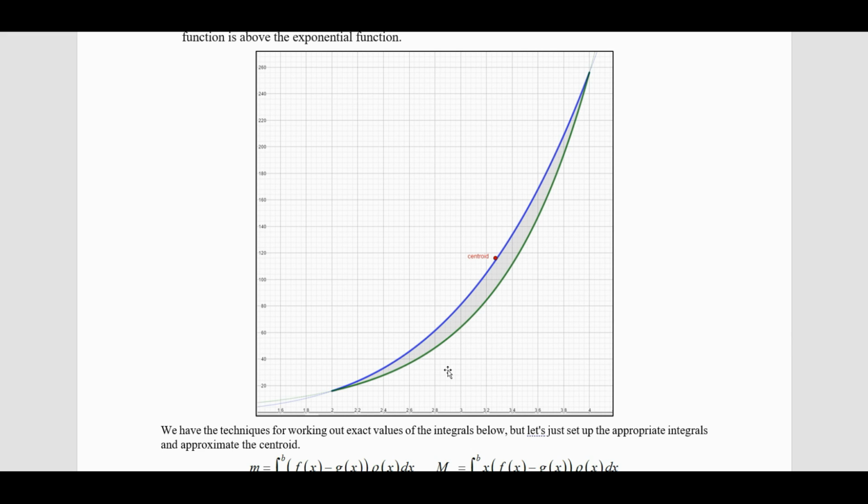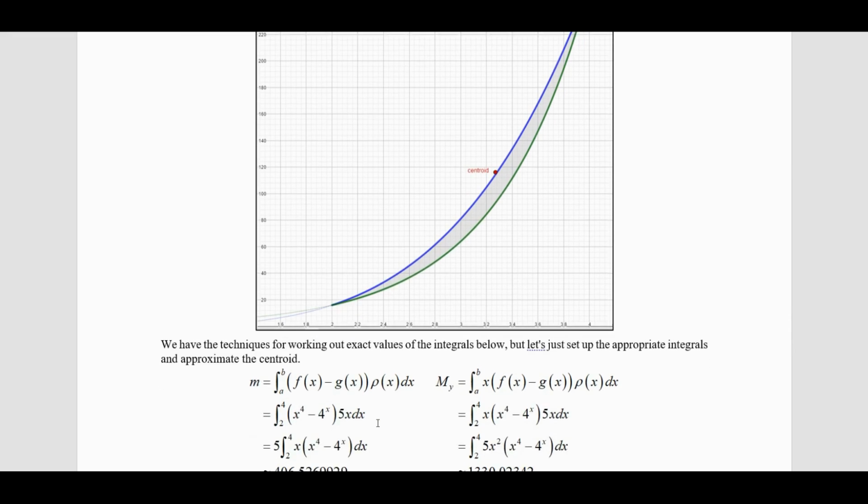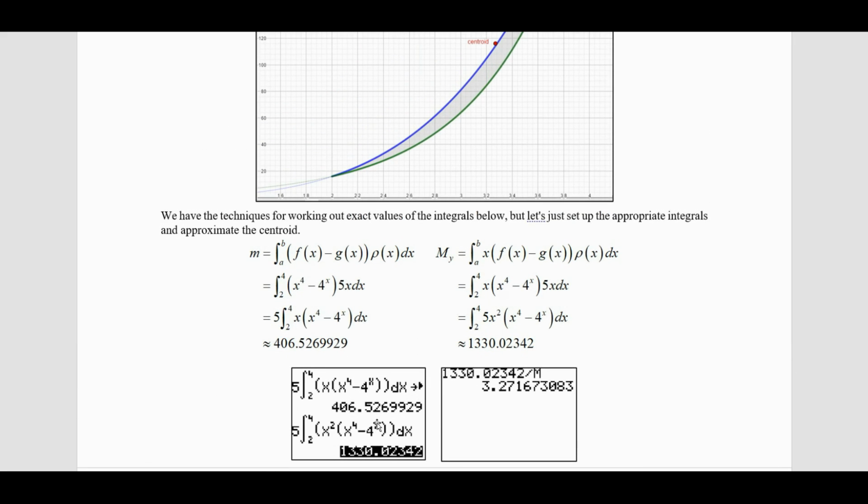Now, in the setup that we're getting ready to do to solve this, it is possible to do this exactly using the techniques we've done, but for now I'm just going to set up the appropriate integrals and then approximate them with the technology, graphing calculator. So let's see what we got here. So the mass is just the integral of, think of a vertical strip here, top curve minus bottom curve. Top curve is x to the fourth minus, and then the bottom curve is 4 to the x. The density was 5 times x, and we got dx, and then integrate from x going 2 to 4.